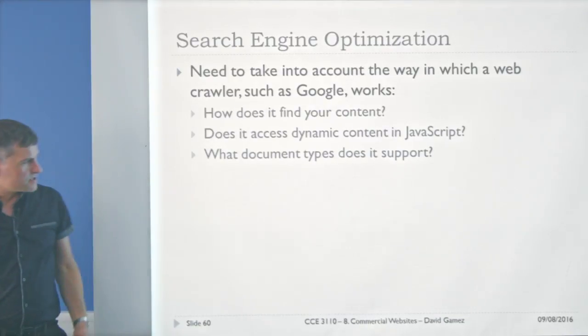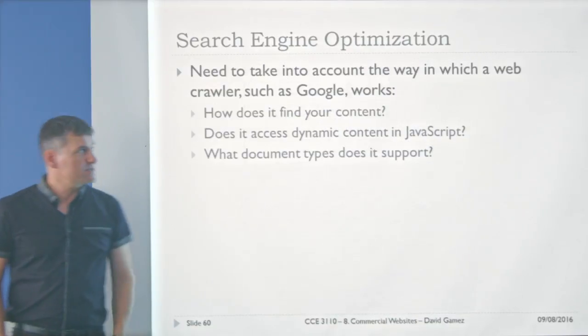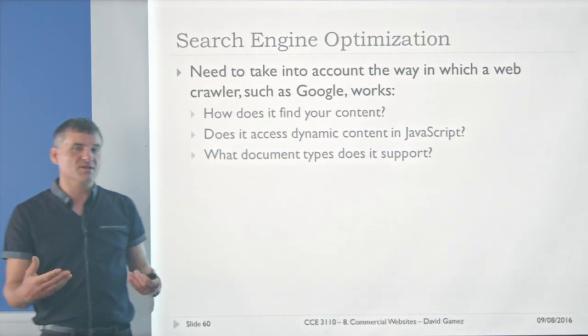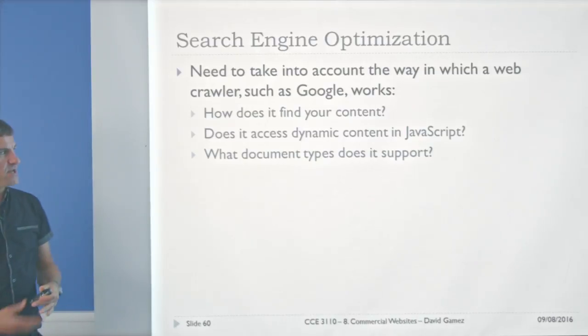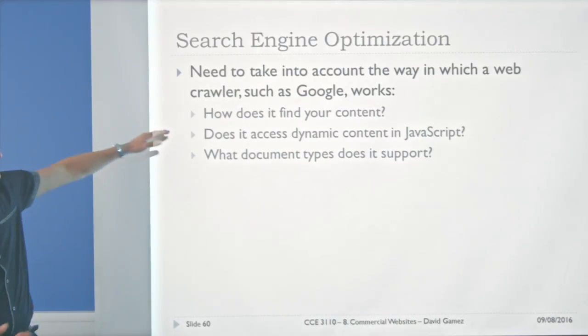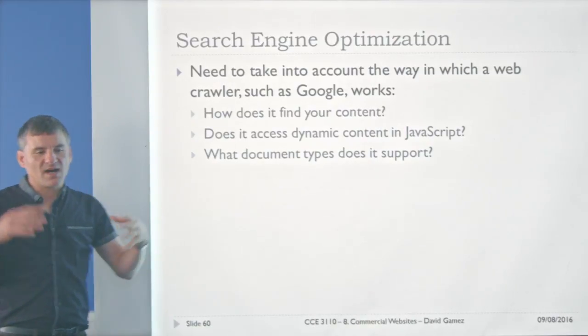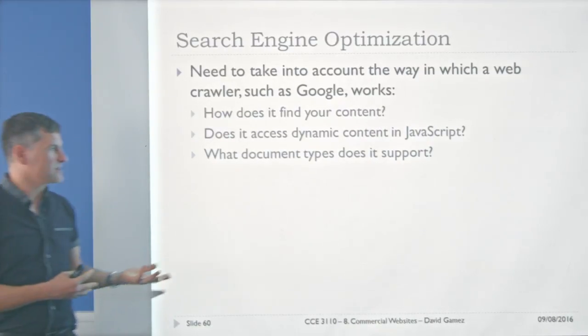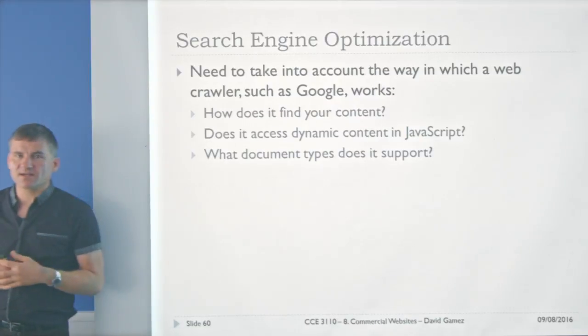And in order to achieve a high ranking in the search results, you need to take into account how the crawlers that get the data about different web pages actually work. So if you've got a website selling cabbages, how has Google found your content? Which parts of the site can it access? Which parts of the site can't it access? What kind of document types does it support?